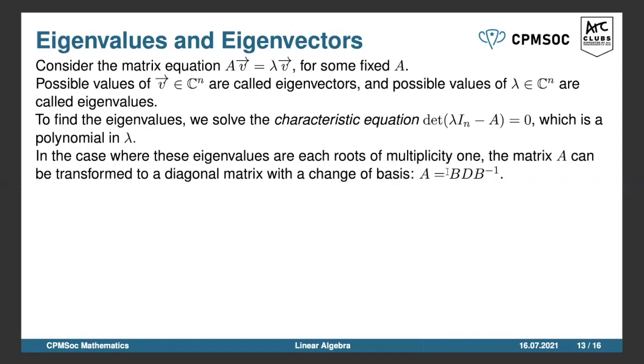And one reason you might want to do this is if you take a higher power of this product, you're going to have B D B inverse times B D B inverse, and so on. And the B's and B inverses are going to cancel. So you'll just have B times D to a power times B to the minus 1. And D to a power, because it's a diagonal matrix, you can just take the entries to that power. So it makes it easier to evaluate higher powers when you find an eigenbasis.